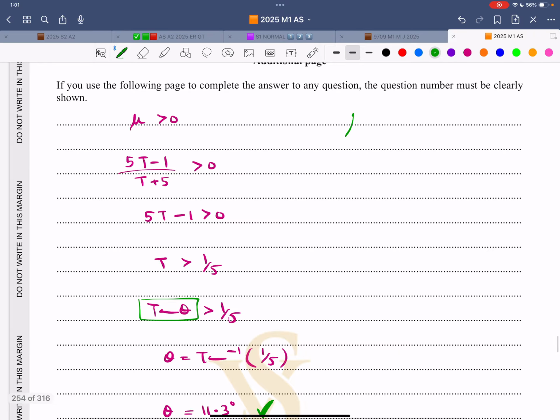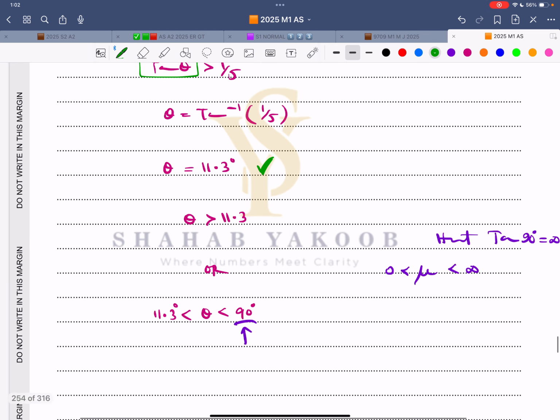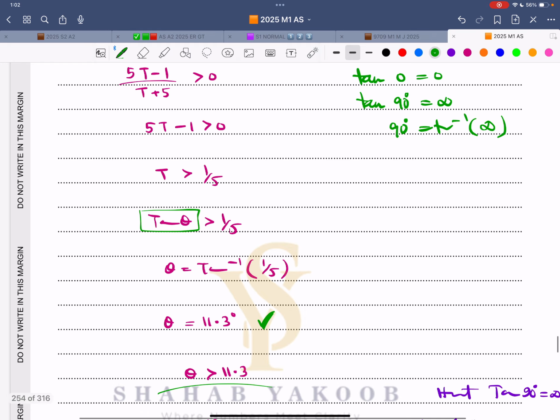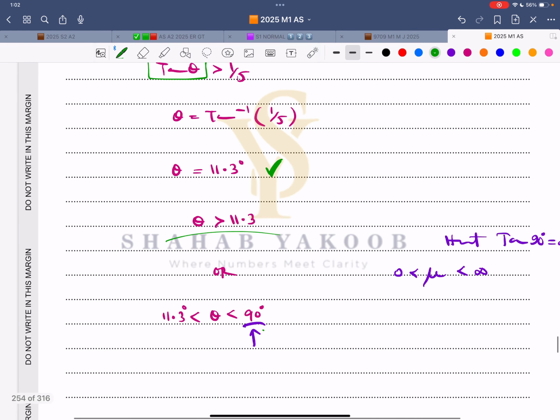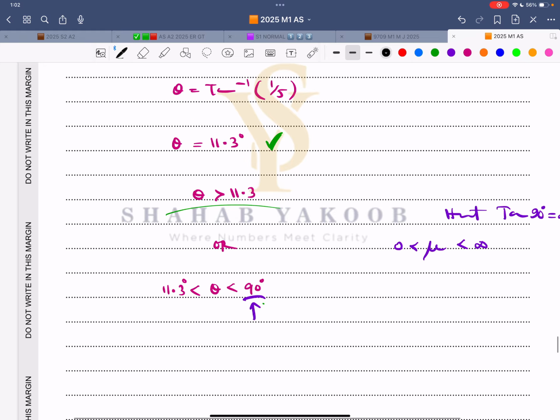Now mu greater than 0 can be written as this. Mu lies between 0 and infinity. We also know that tangent of 0 is 0. We know that tangent of 90 is infinity. Therefore 90 is tan inverse of infinity, correct? So now how much can it go? We know that the maximum has to be infinity, because mu is greater than 0 and tangent of 90 degrees is infinity. So therefore, it's between 11.3 and this thing.